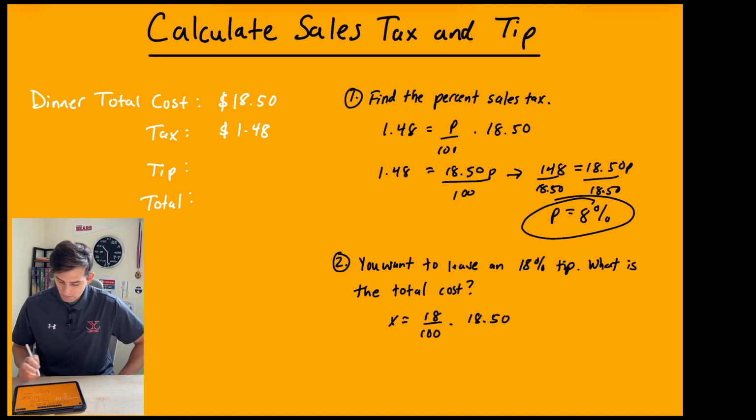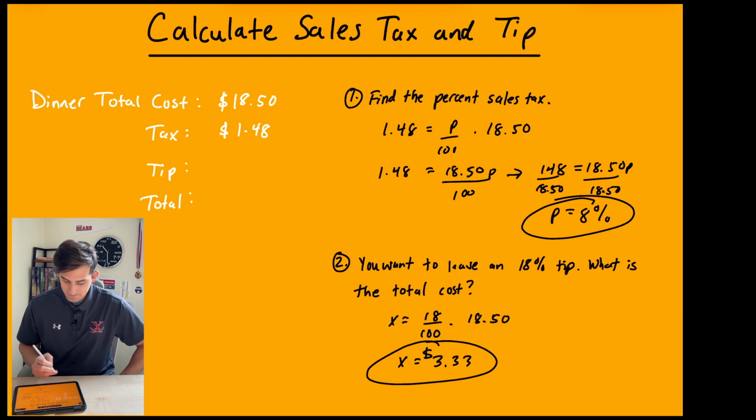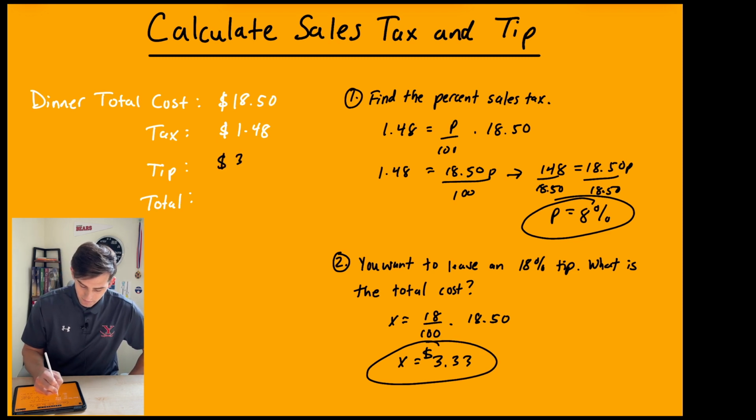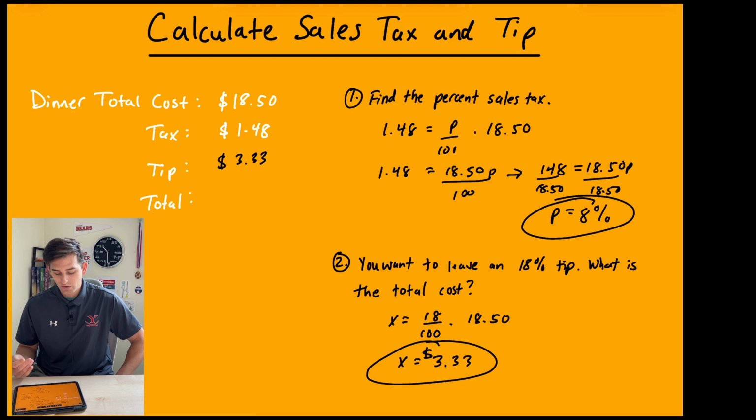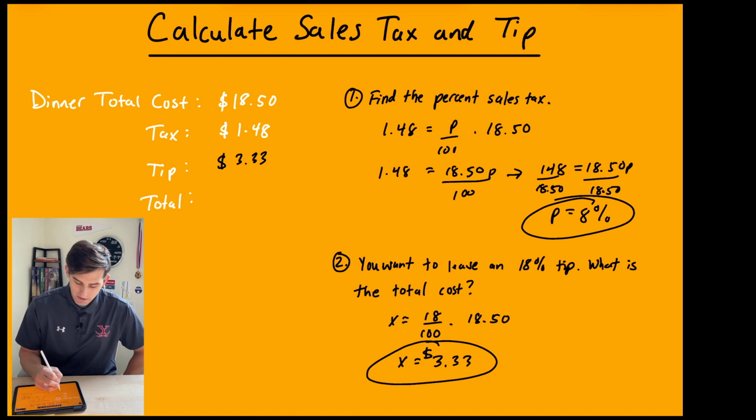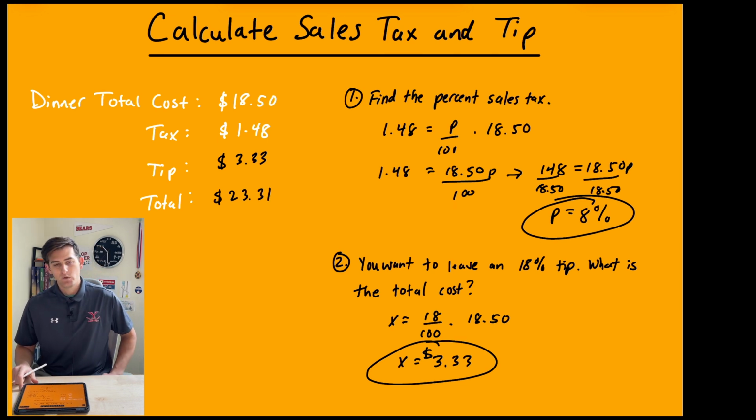Now I'm going to do 1850 times 18, and let's divide this by 100, and that's going to give me our tip. So this is $3.33. I'm going to write this over here, $3.33. And now to find our total, we just need to add up those three figures. So $3.33 was our tip, our tax was $1.48, and our dinner total was $18.50 for a grand total of $23.31. So that's how you can calculate some sales tax and tip.